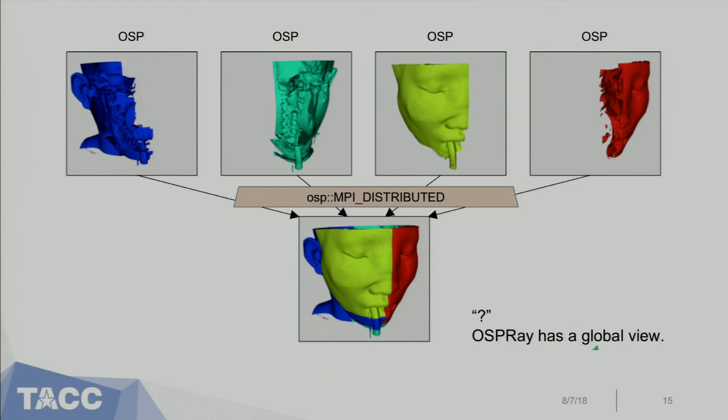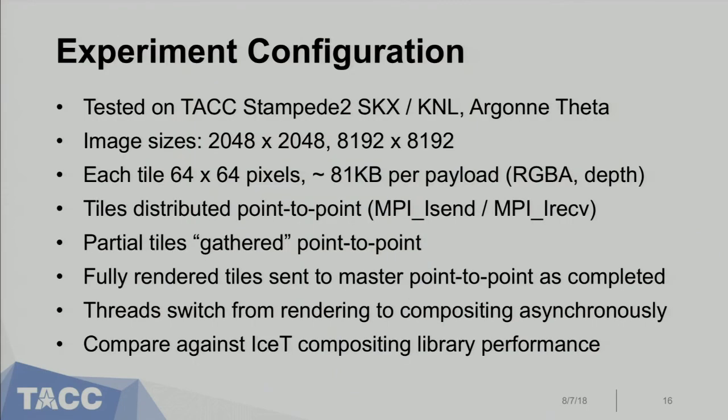And so what we're measuring is within the Intel ray tracing engine OSPRay, they have a new method of doing this, leveraging the fact that it's done via ray tracing and some of the sampling efficiency that the ray tracing engine gets you. Can we do better than what IceT provides?